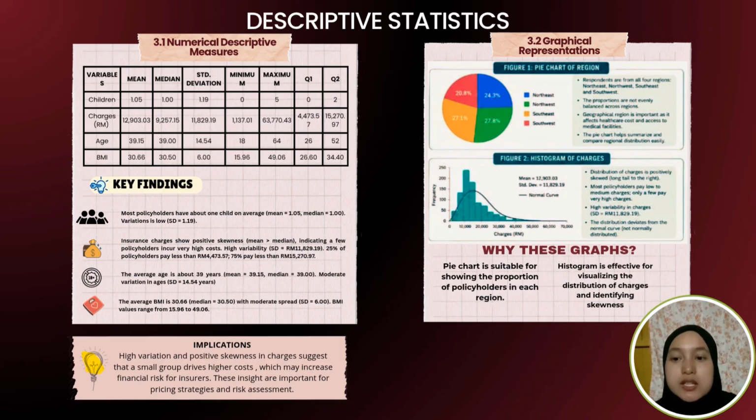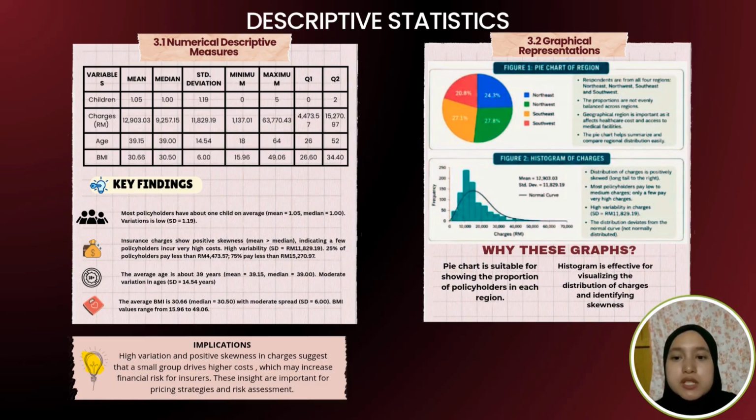9,258 ringgit. The average age of policyholders is around 39 years, with the mean at approximately 39.15 and the median 39. This suggests a fairly balanced age distribution. The variation in age is moderate, with a standard deviation of about 14.5 years.